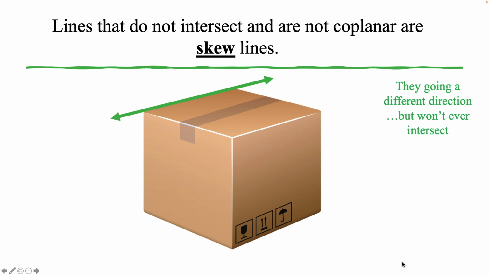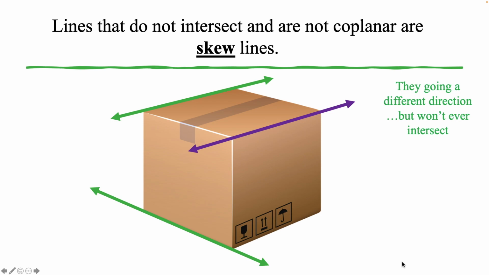Okay, so let's take this edge of the box again. We need a skew line to my green line there. Well, it can't be this one. They're going in the same direction. They're parallel. So now we need a line that's going in a different direction, but it's never going to cross that green line. So again, there's a bunch of them, but there's one down there. See, it's on a different plane, but going in a different direction.